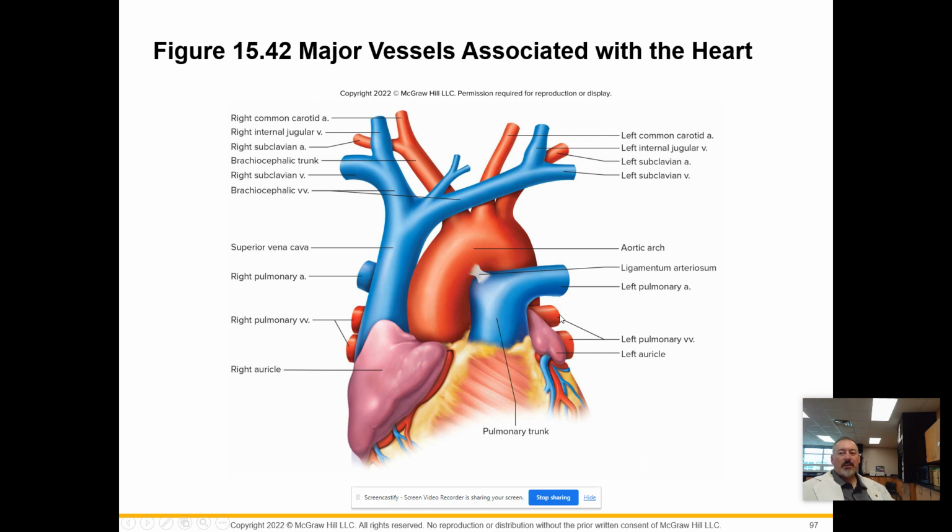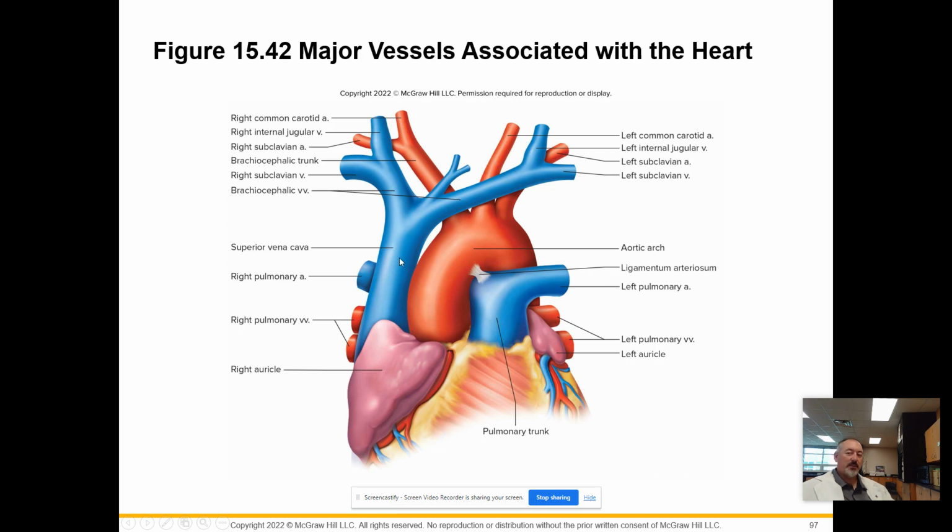All right, so this is the left pulmonary vein, and you can see the left atrium is underneath, the auricle's on top. Here's the right auricle, and you can see these different structures that we're identifying.